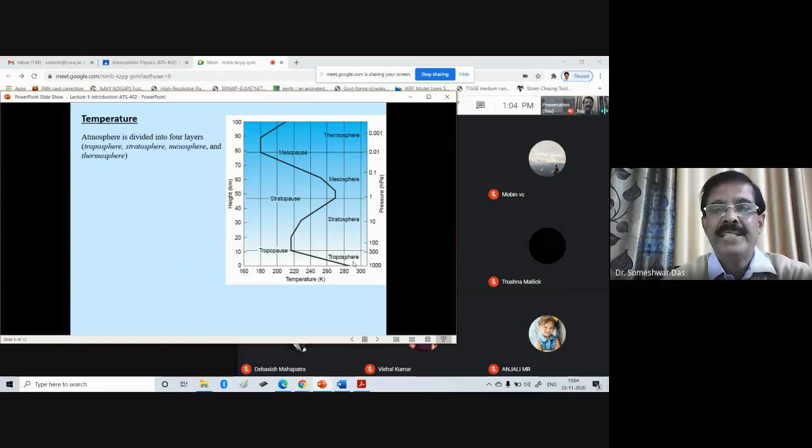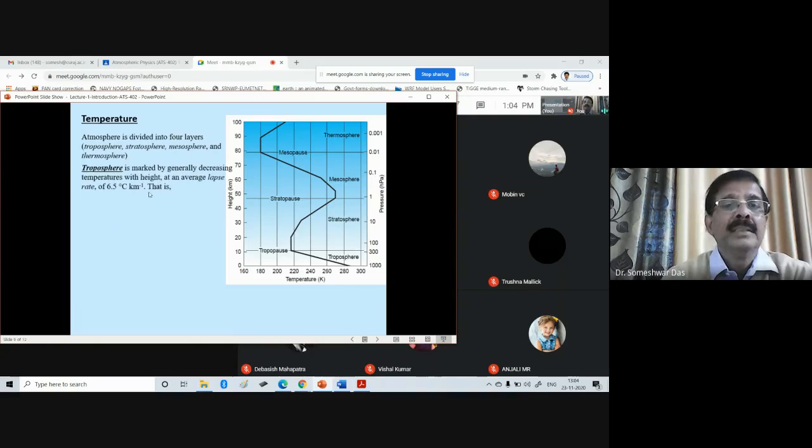And as you can see, this is the profile of the temperature, how the temperature varies with height in different layers of the atmosphere. So the troposphere is marked by a generally decreasing temperature with height. Temperature is decreasing sharply with height at an average rate of about 6.5 degrees centigrade per kilometer. This is called the lapse rate of the atmosphere, 6.5 degree centigrade per kilometer.